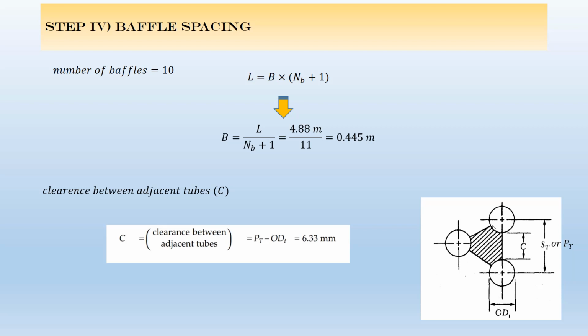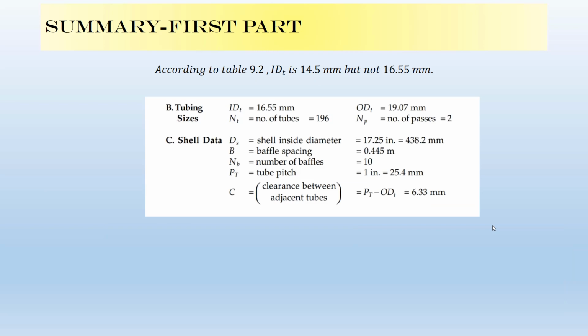Now we have all the information to solve this problem. So this is the summary of the first part. What we did in the first part, we found the thermophysical properties, and then we found some information for the tube size, the shell size, the number of tubes, the baffle spacing, and the clearance between adjacent tubes.